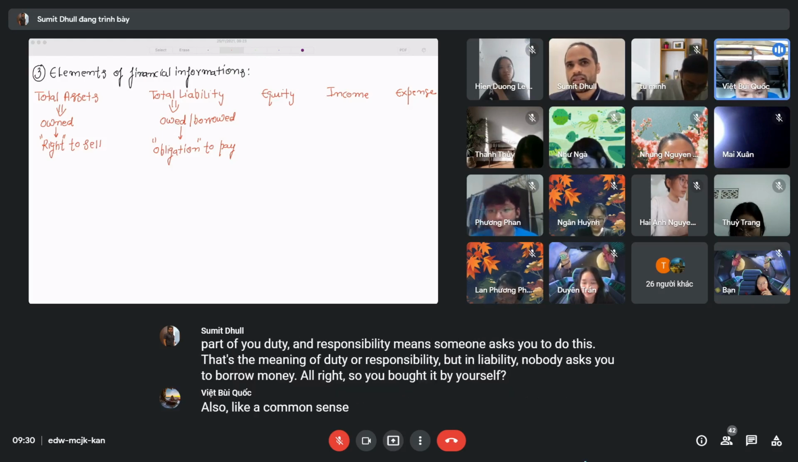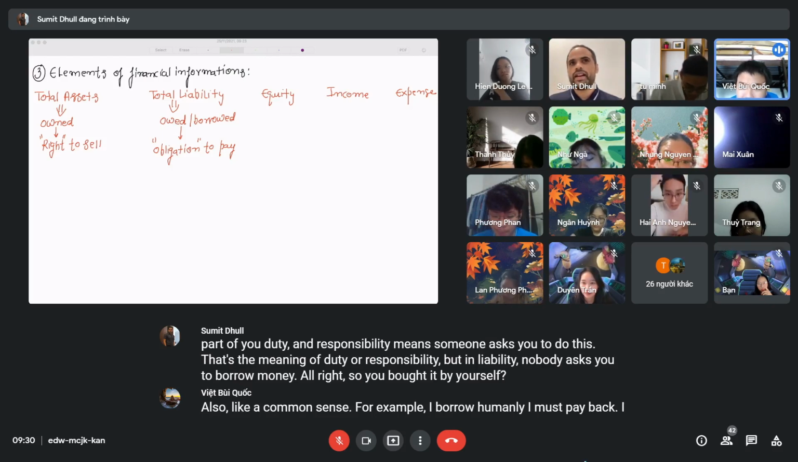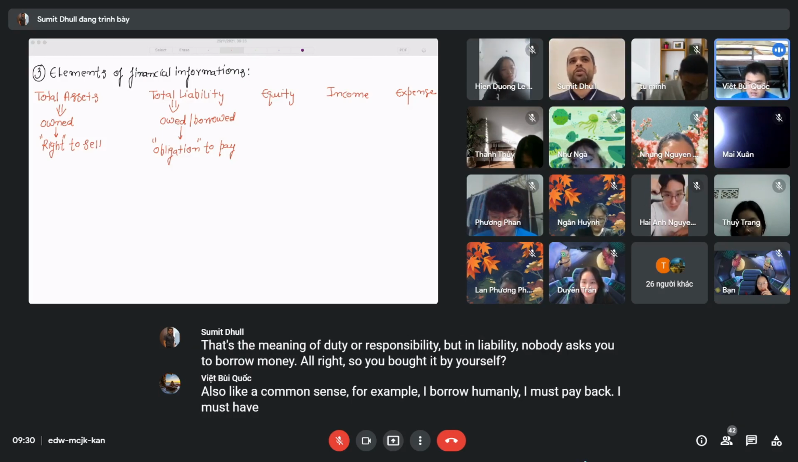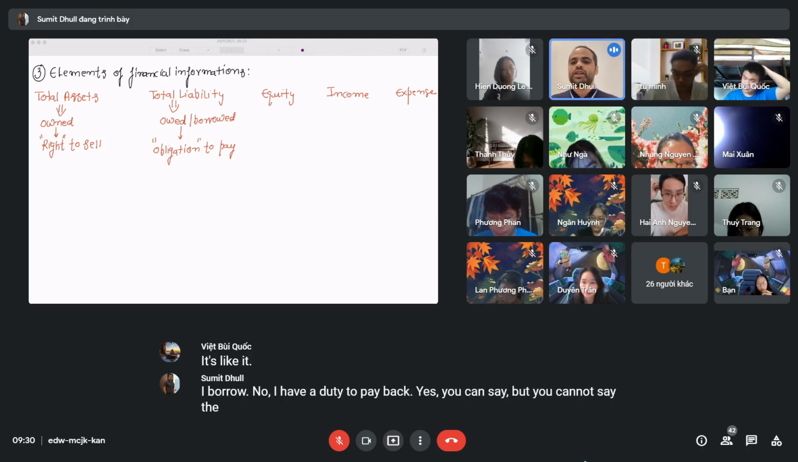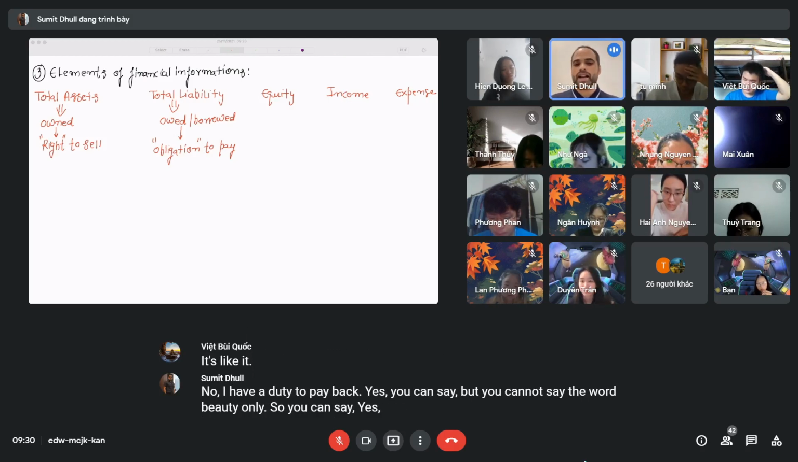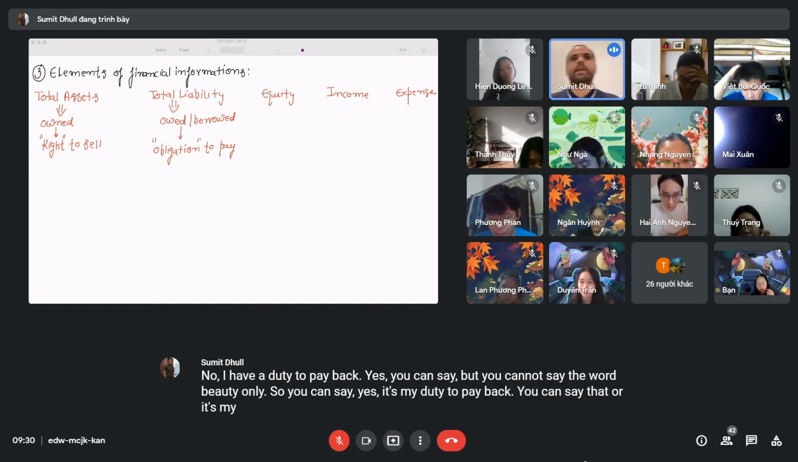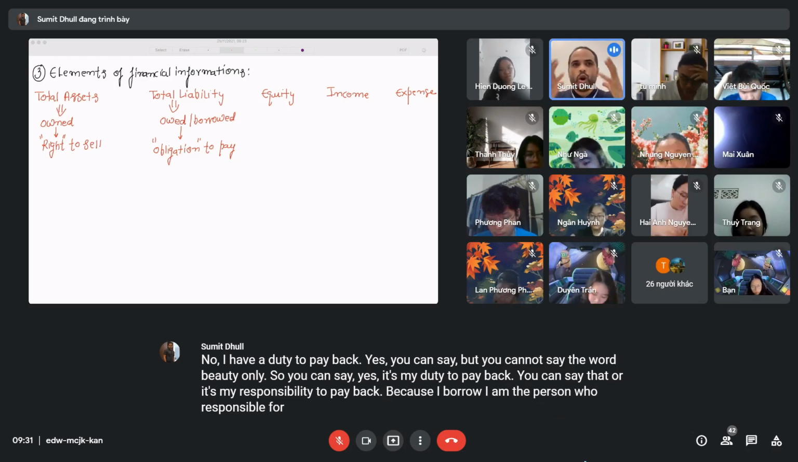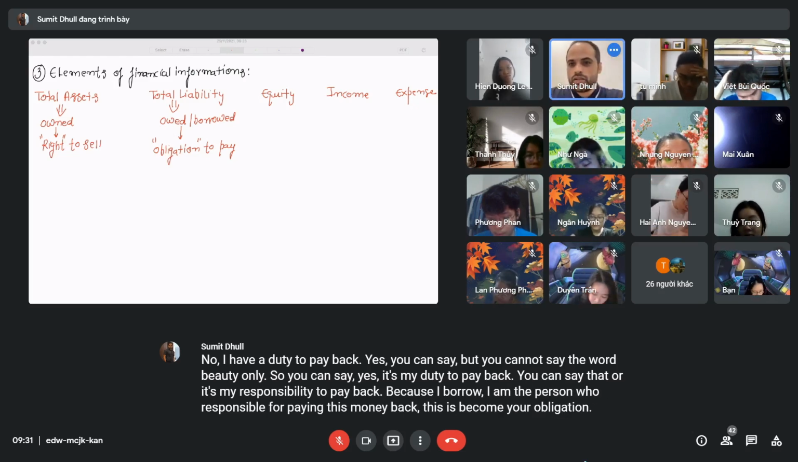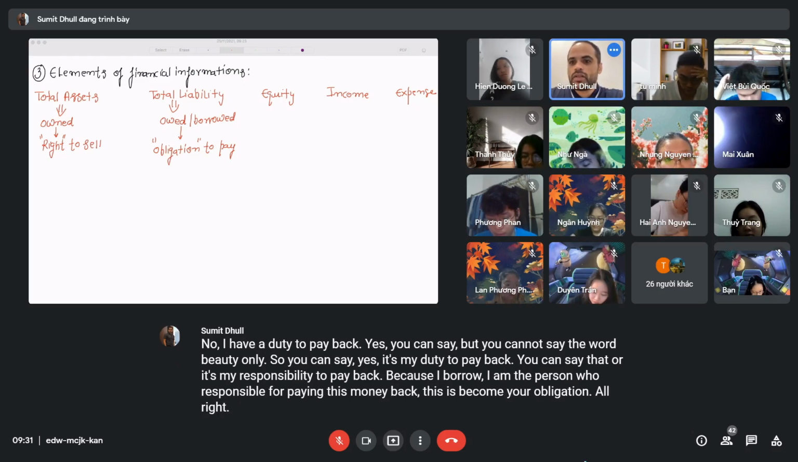It's like common sense. For example, I borrow money from you, I must pay back. I have a duty to pay back. Yes, you can say that, but you cannot say the word duty only. You can say, yes, it's my duty to pay back, or it's my responsibility to pay back, because I borrowed. I am the person who is responsible for paying this money back. This has become your obligation.